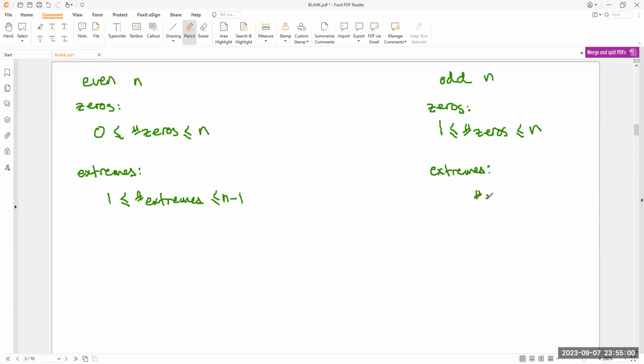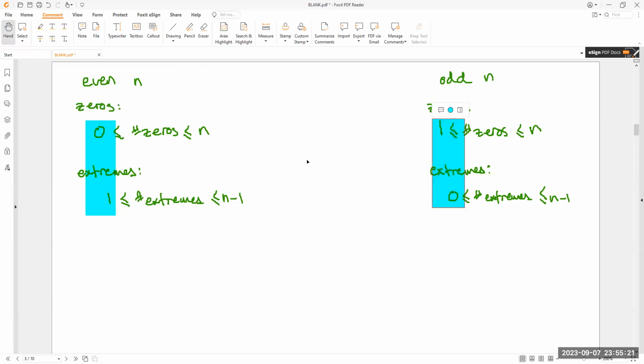the number of extremes is a minimum of 0. It doesn't have to have an extreme, but the maximum is n minus 1. So if you want to memorize it, maybe you could think about how this is 0 and 1. This is 1 and 0. Everything else is the same. Not sure what you can develop to help yourself memorize that, but there it is.